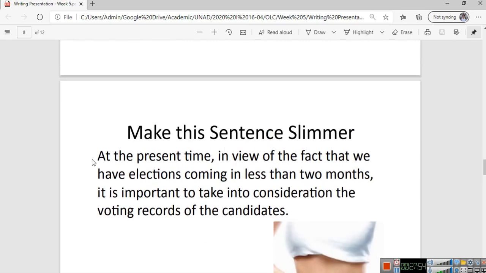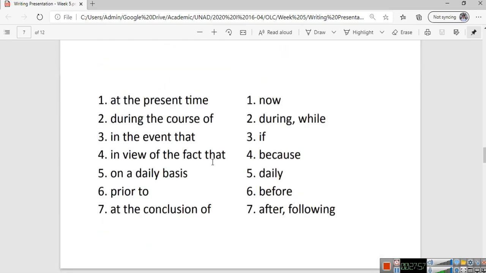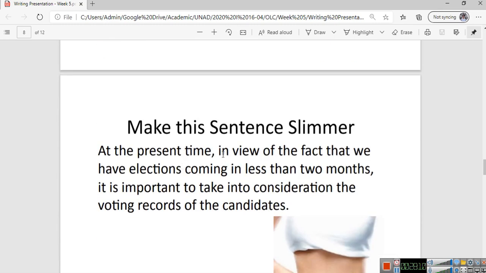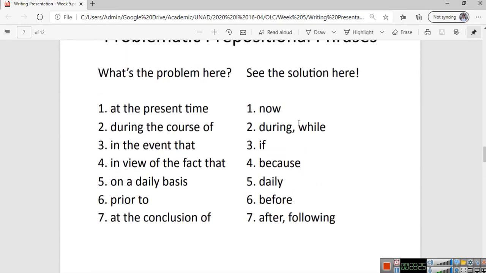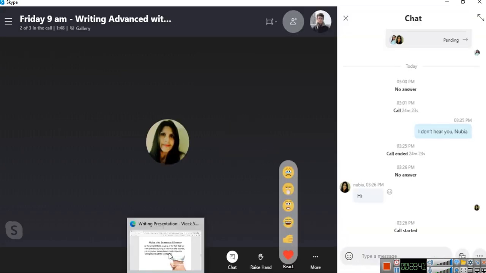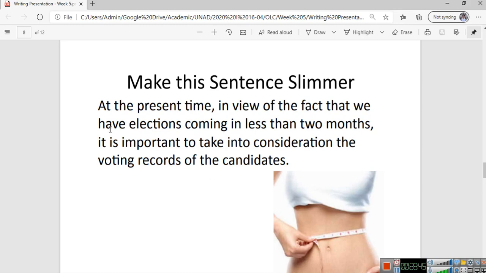Very good. Now look, we have some filler. At the present time can be replaced by now. In view of the fact, we can replace it too. That's the exercise you're going to do. Then we have, for example, it is important to take into consideration; taking into consideration can be replaced by just important. So take a look at this and please write your answer. Make it slimmer. Remember, you can write the answer on Skype. I want you to do this same sentence, but make it slimmer.